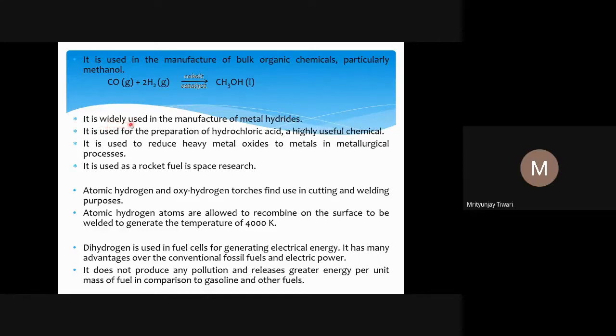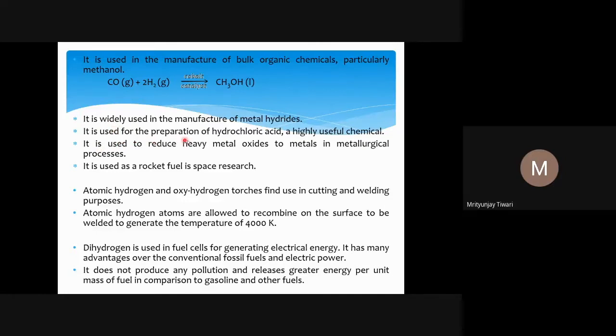Hydrogen is also widely used in the manufacture of metal hydrides. As we have seen, metal hydrides are compounds of a metal and hydrogen, and there are some types of metal hydrides. We will see examples today itself, and we will study metal hydrides in more detail later.